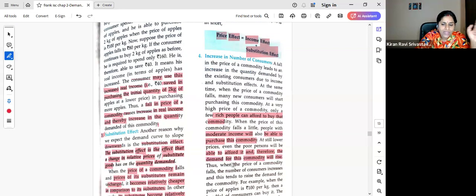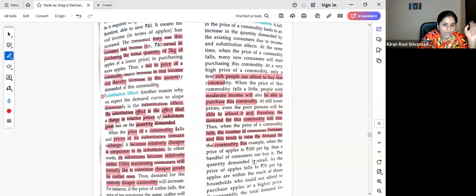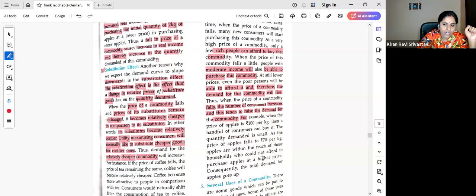Thus, when the price of a commodity falls, the number of consumers increases, and this tends to raise the demand for the commodity. For example, when the price of apple is 100 per kg, then a handful of consumers can buy it, so the quantity demanded is small. As the price of apples falls to 70 rupees per kg, then apples are within the reach of those households who could not afford to purchase apples at a higher price. Consequently, the total demand for apple goes up.